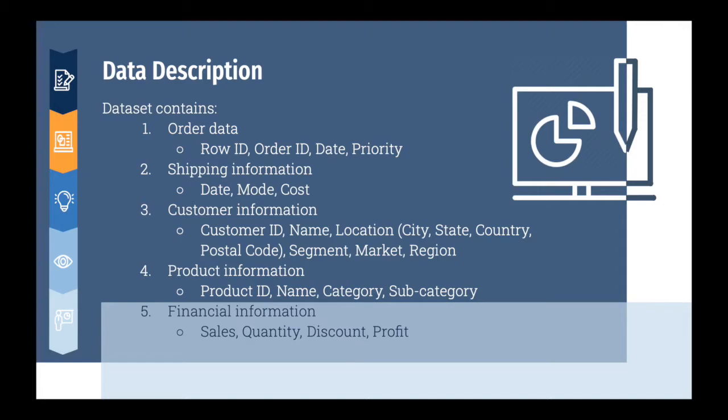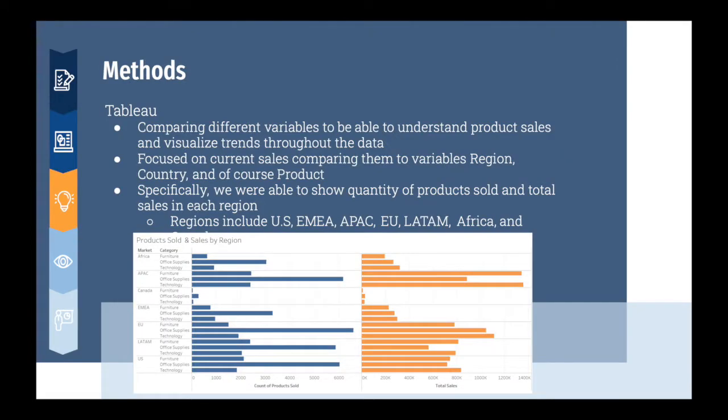There's the customer information, which includes their name, the location, and the market or region and segment they're from. And then there's product information, such as the name of the product and then the category and subcategory. So, for example, if it's in the category of technology and then the exact subcategory, like if it was a phone or a copier. And then there's the financial information, which includes the sales and discount and profit and anything money related in that category.